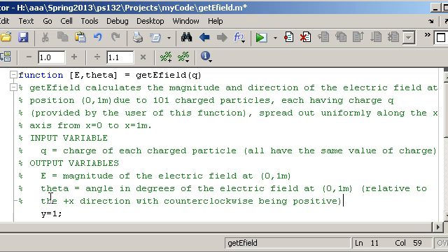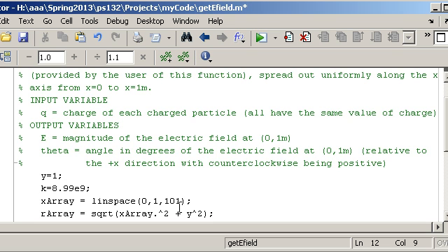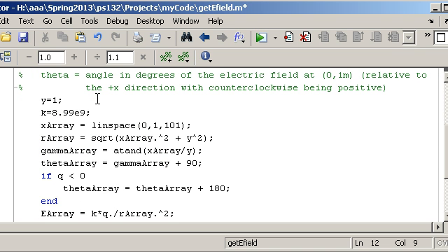And let's see if we can tab that over. There we go. So theta is angle in degrees of the electric field at 0,1 relative to the positive x direction with counterclockwise being positive. Okay. Y equals 1. That's pretty clear.